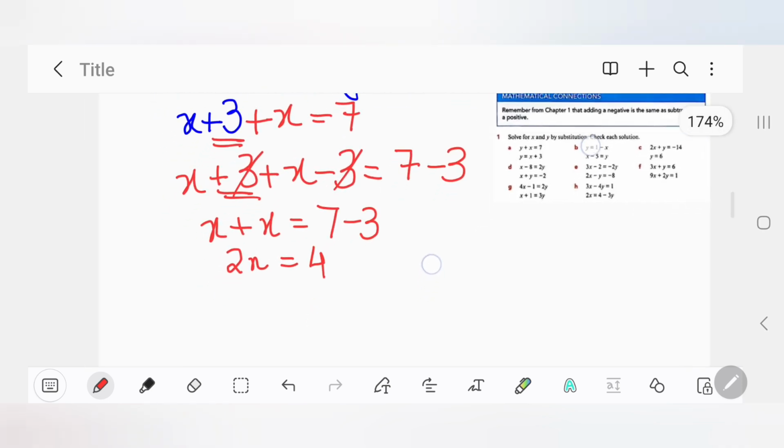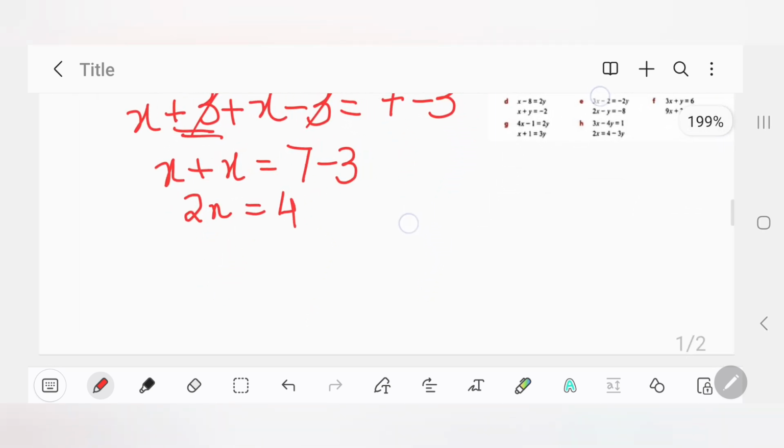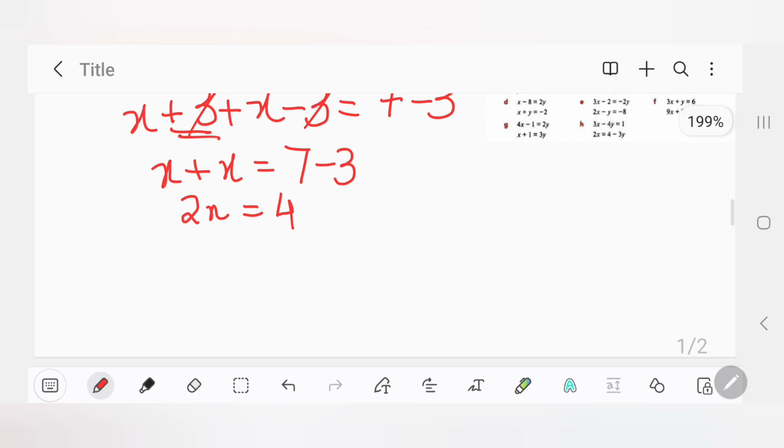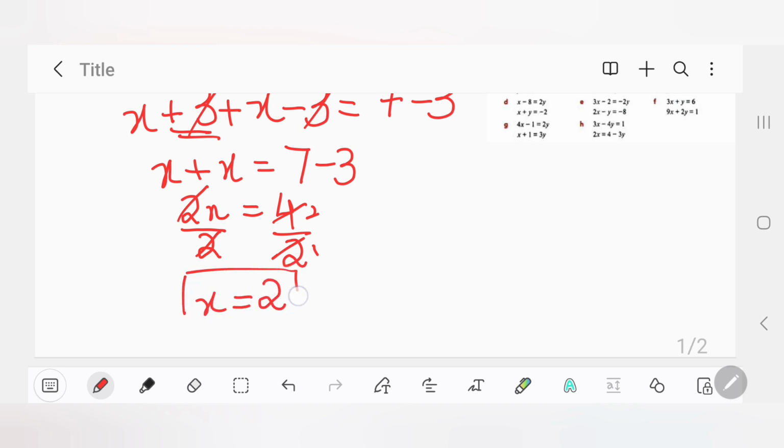Now again I want to make this x all alone, so I can see 2 is being multiplied with the x, so I will do the opposite operation, which is dividing by 2. So I will divide both sides by 2, and now I can cancel: 2 1s are 2, 2 1s are 2, and on the other side 2 1s are 2, 2 2s are 4. In this way I got my very first value, which is x equals 2.